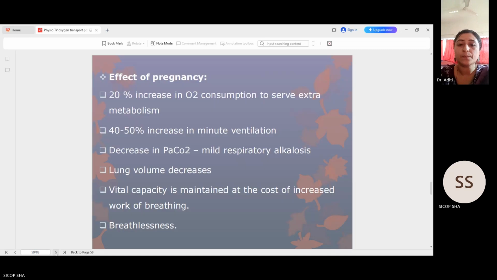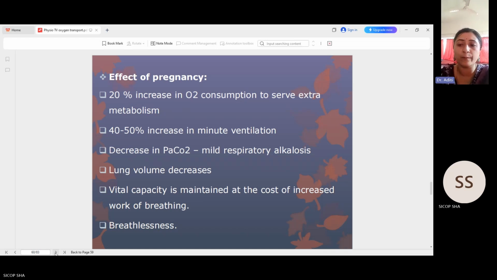Next, effect of pregnancy. A 20% increase in oxygen consumption to serve the extra metabolism is seen in pregnancy. A 40 to 50 percent increase occurs in the minute ventilation. There is a decrease in the PaCO2. The lung volume decreases. Vital capacity is maintained, but at the cost of increased work of breathing.